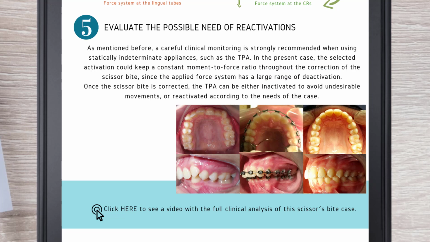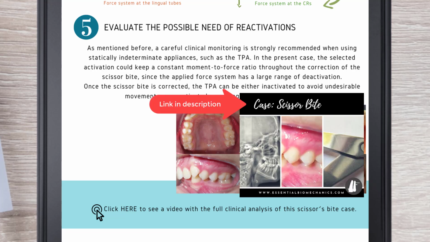Once the scissor bite is corrected, the transpalatal arch can be either inactivated to avoid undesirable movements or reactivated according to the needs of the case. If you want to see more details about this case, please check the video Scissor Bite in the description.